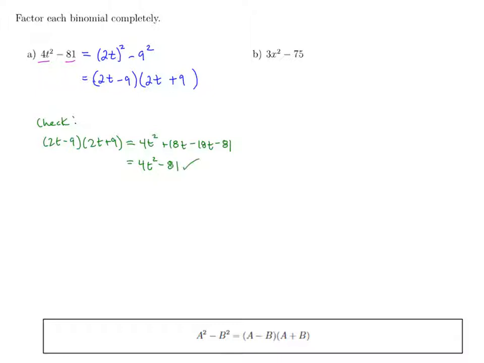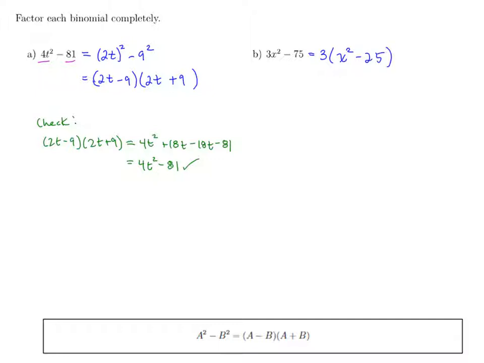Looking at our second example, we have 3x squared minus 75. Now, as a binomial, this doesn't fit the difference of two squares immediately, but as a general practice, we always look for the greatest common factor before applying any other factoring techniques. In this case, with 3x squared minus 75, we can factor out that common factor of 3 from each of those terms. So we'll have 3 times x squared minus 25.